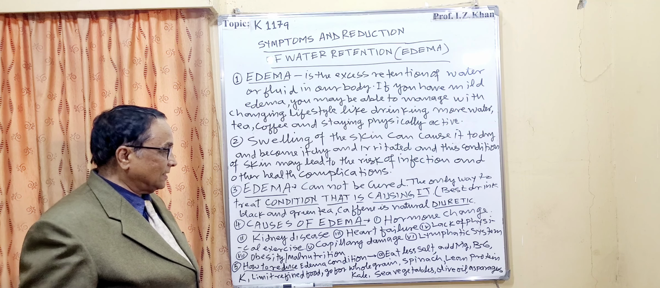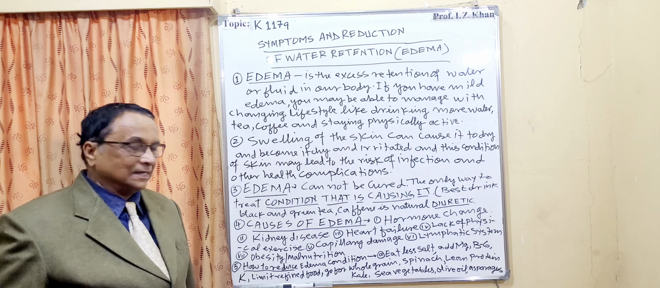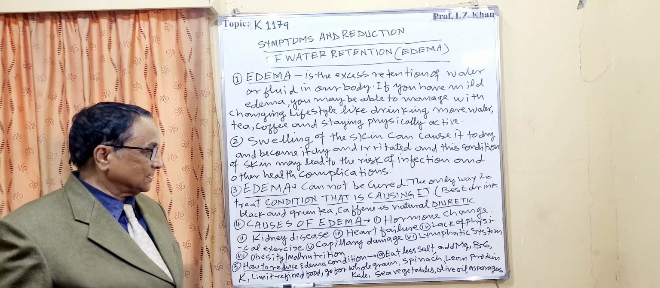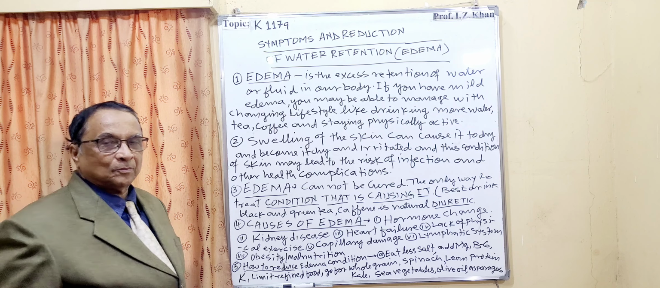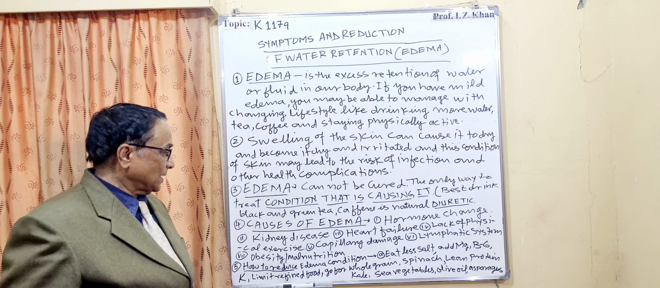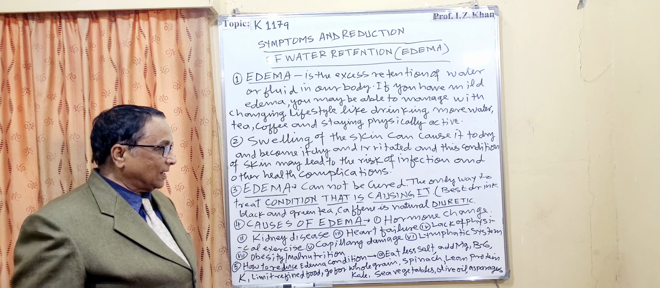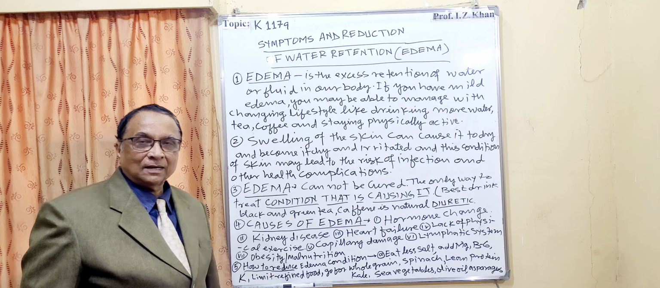Go for whole grain, and you should add spinach to your diet. Lean protein. Lean protein means stop all red meat and poultry products, go for fish. Fish is called lean protein. Kale and sea vegetables, olive oil and asparagus.